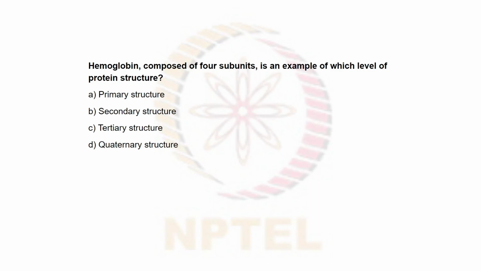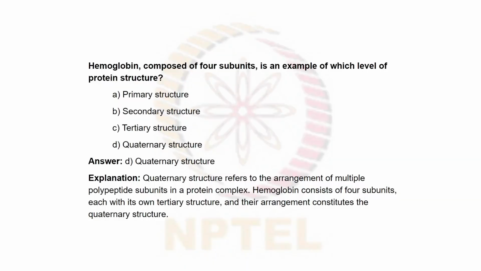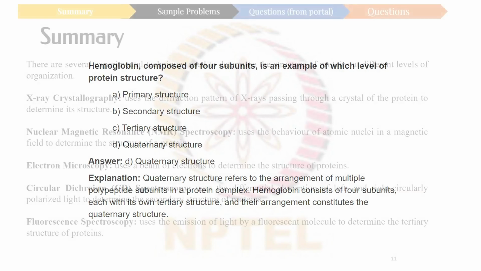Those who have joined late, we have started with the explanation of protein tertiary and quaternary structure. So hemoglobin composed of 4 subunits is quaternary structure because quaternary structure refers to the arrangement of multiple polypeptide subunits in a protein complex. So as hemoglobin consists of 4 subunits, each with its own tertiary structure, their arrangement constitutes the quaternary structure.